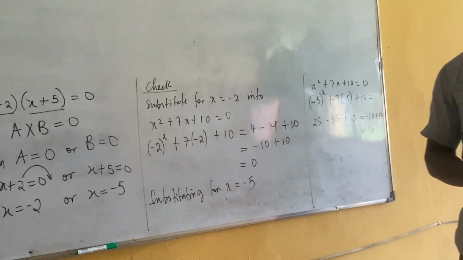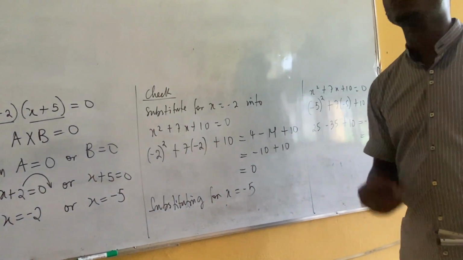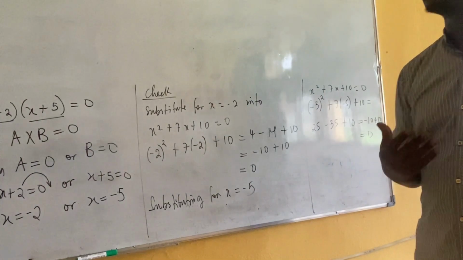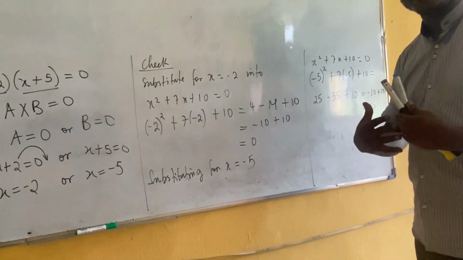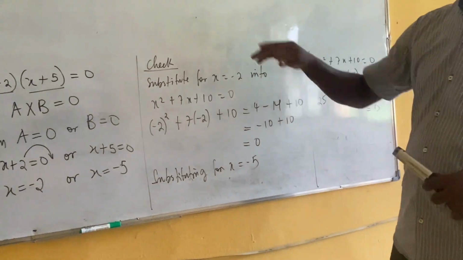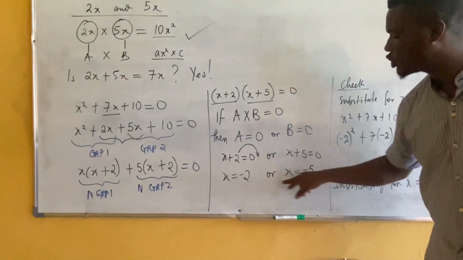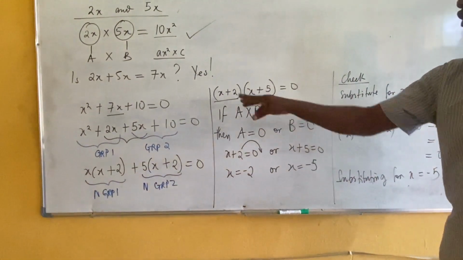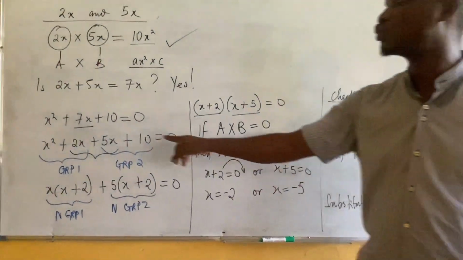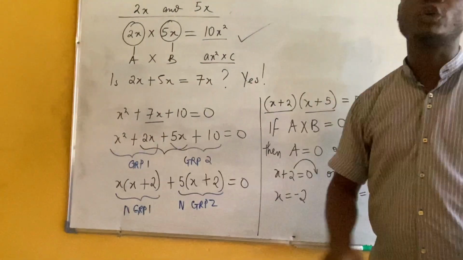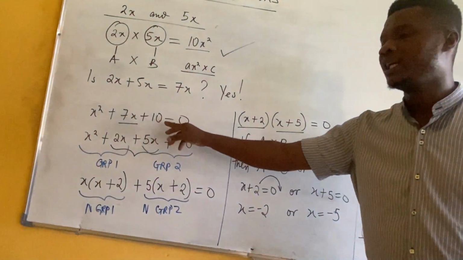So you would notice that this technique is simpler to use only when you know those two numbers whose product will give the product of the first and the last term, and whose sum will give the middle term. Okay? Now, what do we call these solutions? These solutions are called roots to the equation. So x equals minus 2 and x equals minus 5 are roots of this quadratic equation. If you don't want to call them solutions, you call them roots to the quadratic equation.